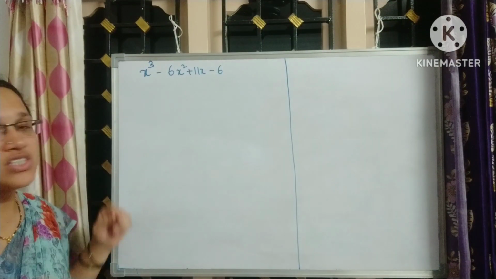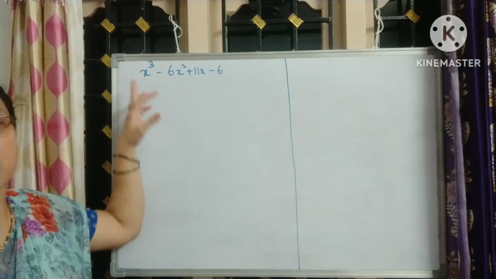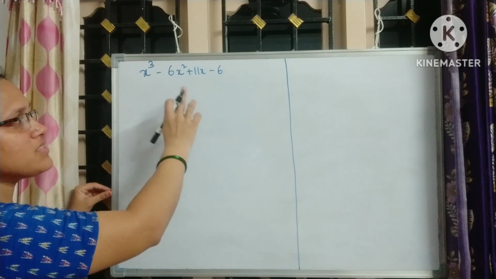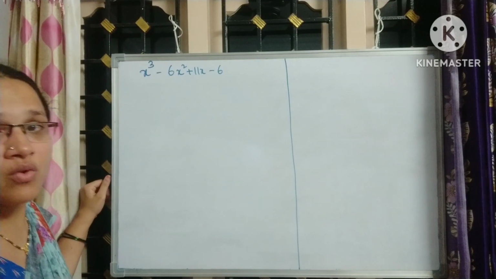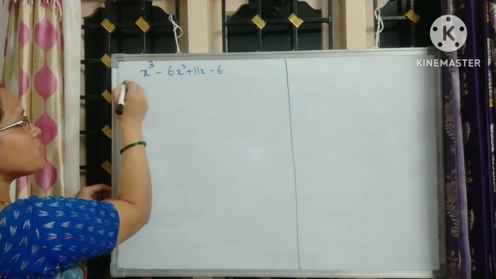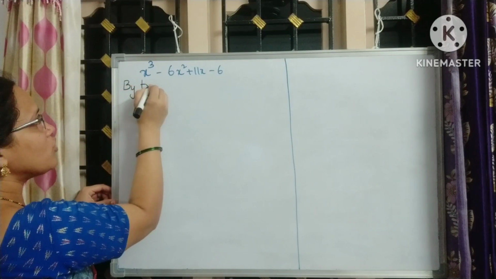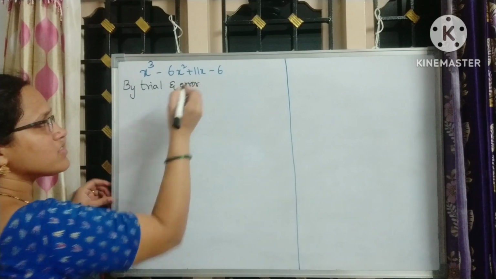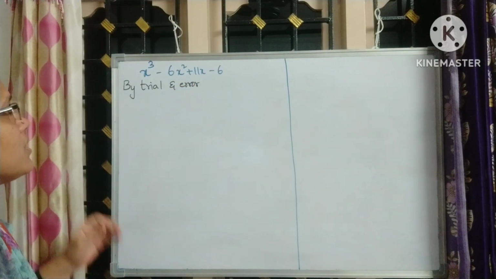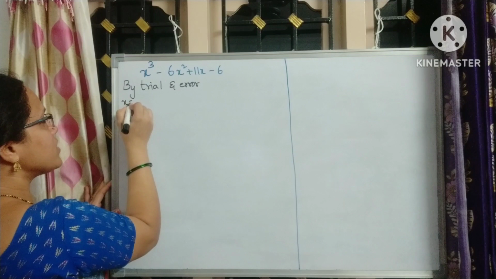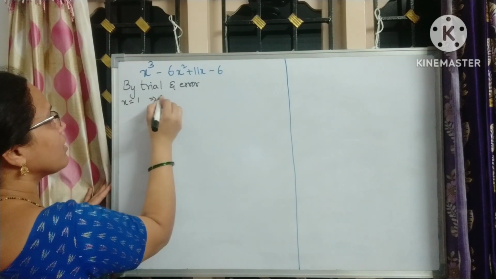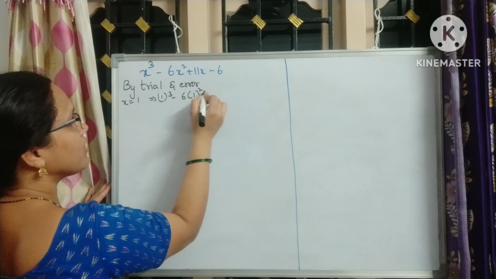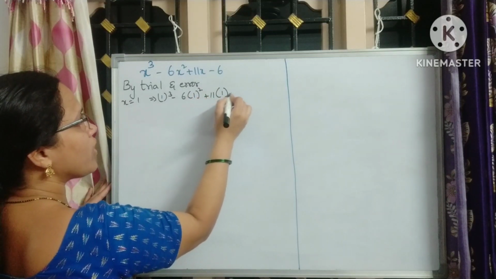Right. So the given equation is a cubic polynomial. Yes or no? Because the power is 3 here. So x cube minus 6x square plus 11x minus 6. Now as I told you, the first step will be the trial and error method to find out the first factor of the cubic polynomial. So let us take x equals 1. Now substitute: 1 cube minus 6 into 1 square plus 11 into 1 minus 6.